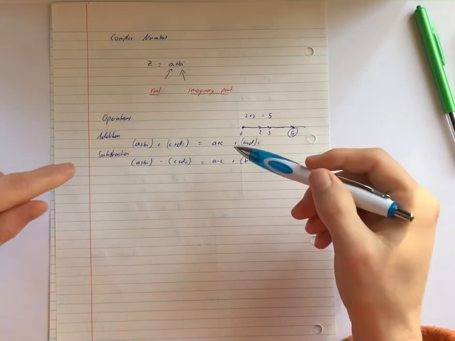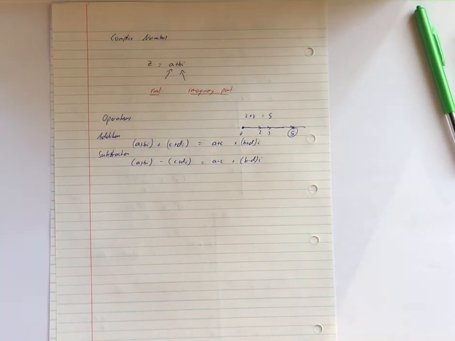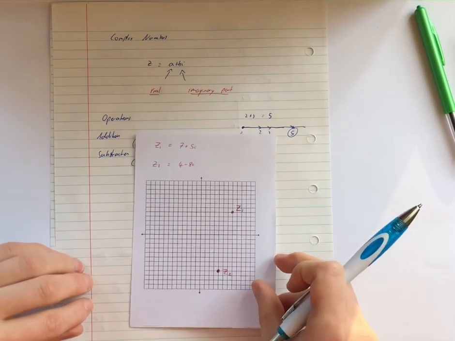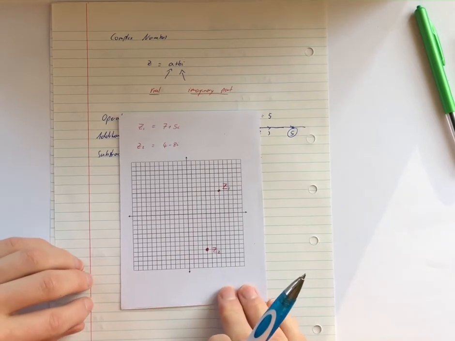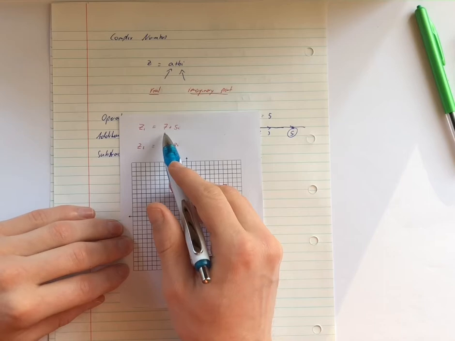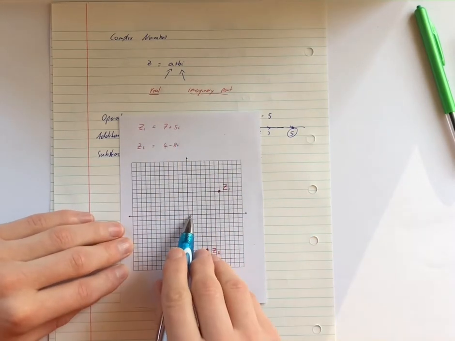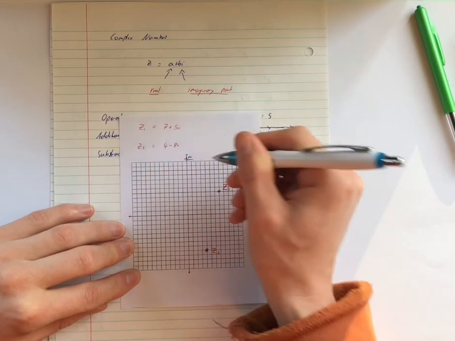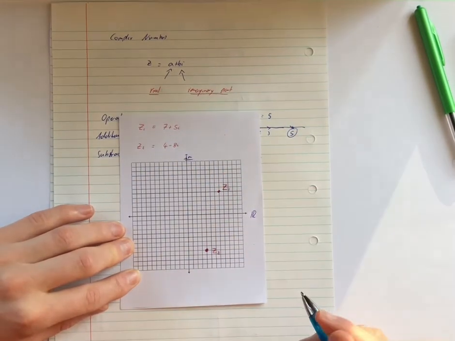I'm just going to take a quick side step here and explain what this means geometrically, in terms of vectors. I've got two complex numbers here. Z1 is 7 plus 5i, so it's 7 in the real and 5 in the imaginary.